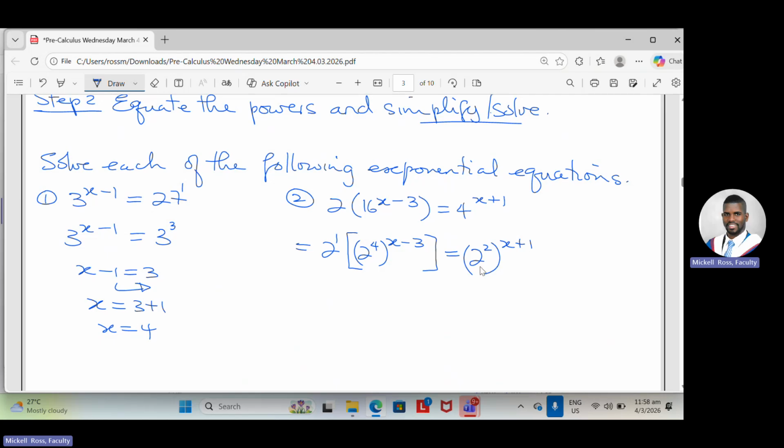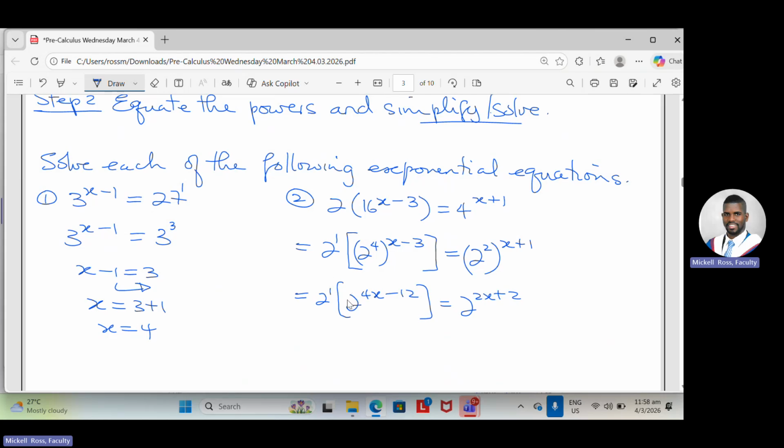Remember, the power on the inside of the bracket will multiply the power on the outside of the bracket. So what do we have here? This is going to be 2. 4 times x is 4x. 4 times negative 3 is negative 12. 2 times x is 2x. 2 times 1 is 2.